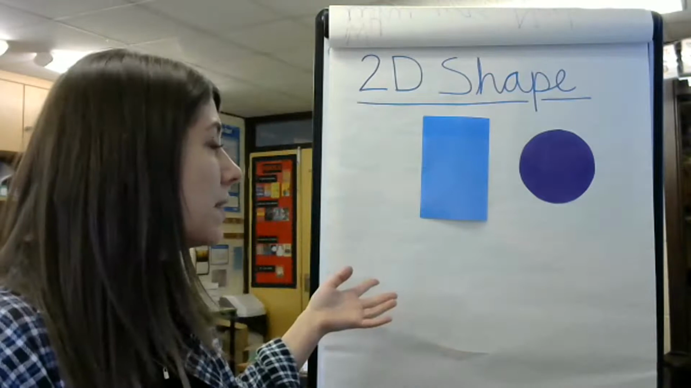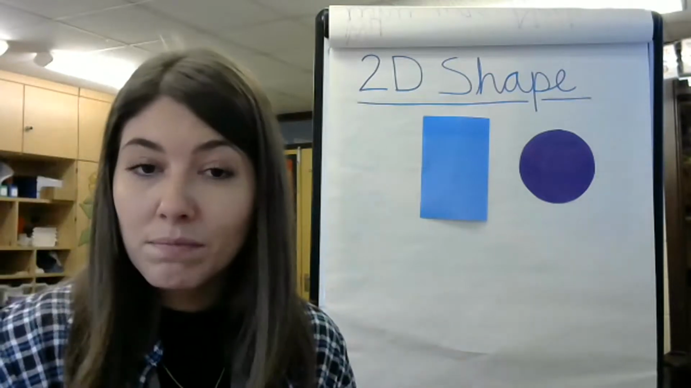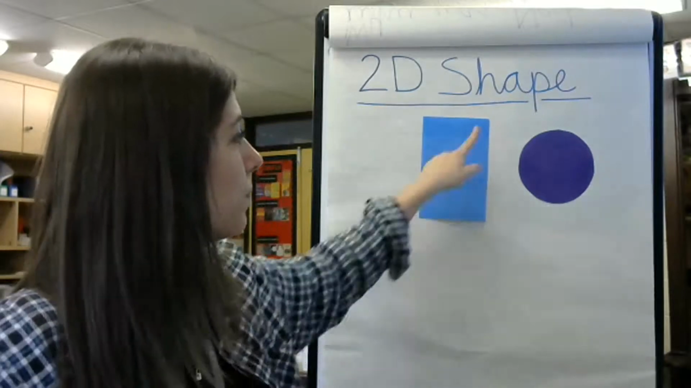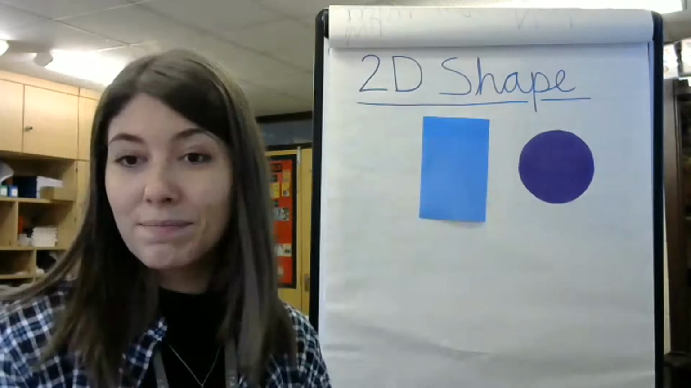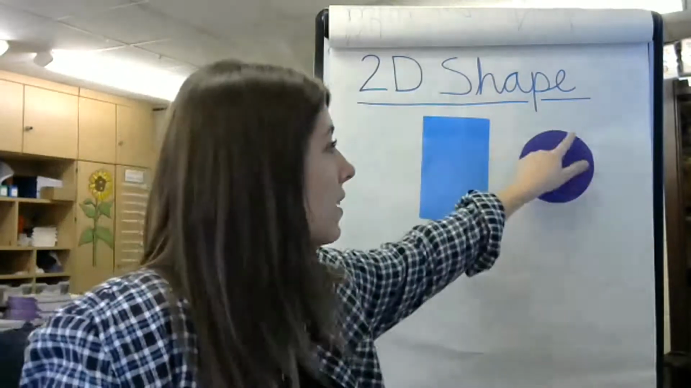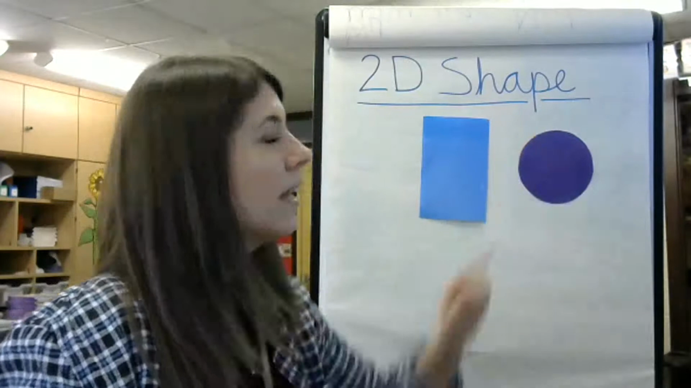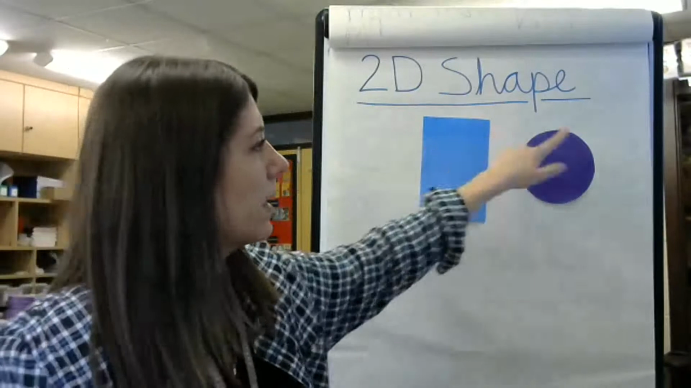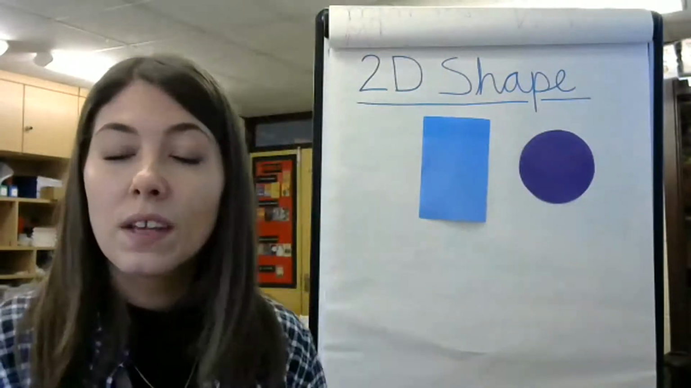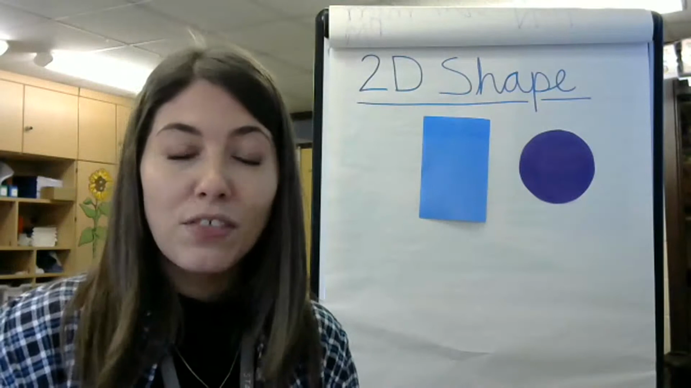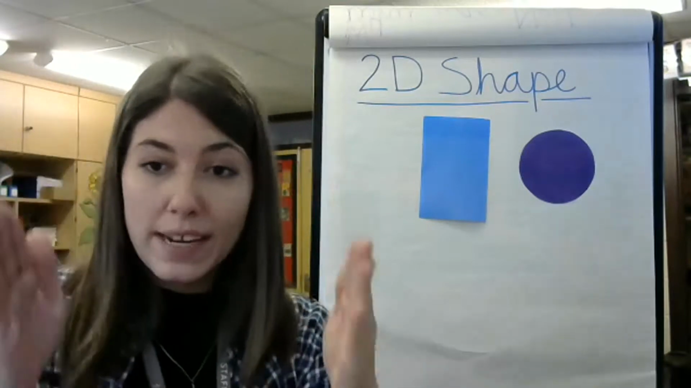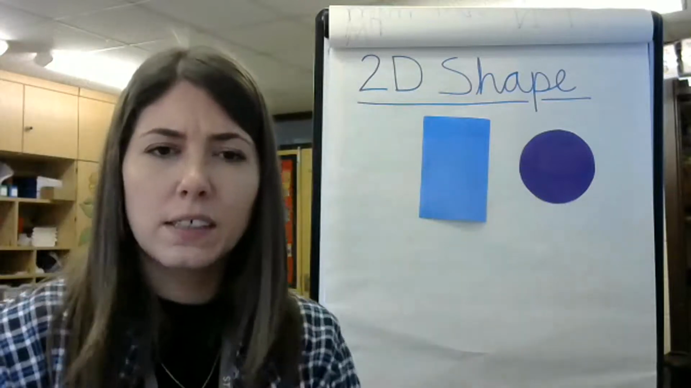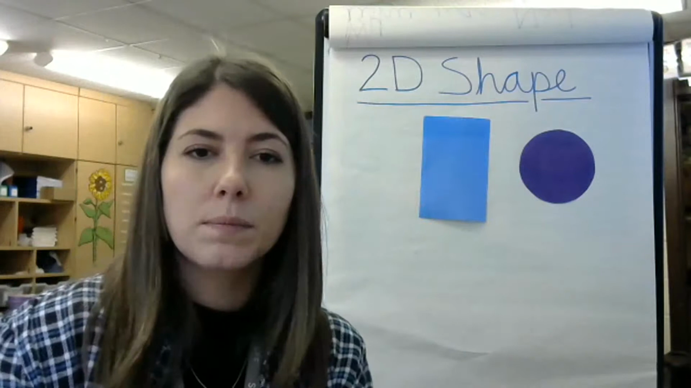Now I notice with these shapes that they both have sides, or at least one side anyway. The rectangle has 1, 2, 3, 4 sides. The circle, however, has one side. Now, as I touched those sides, did you notice what was different about the sides in each shape? Well, straight away, I can see the rectangle only has straight sides. However, that circle has a curved side, so they're a little bit different.